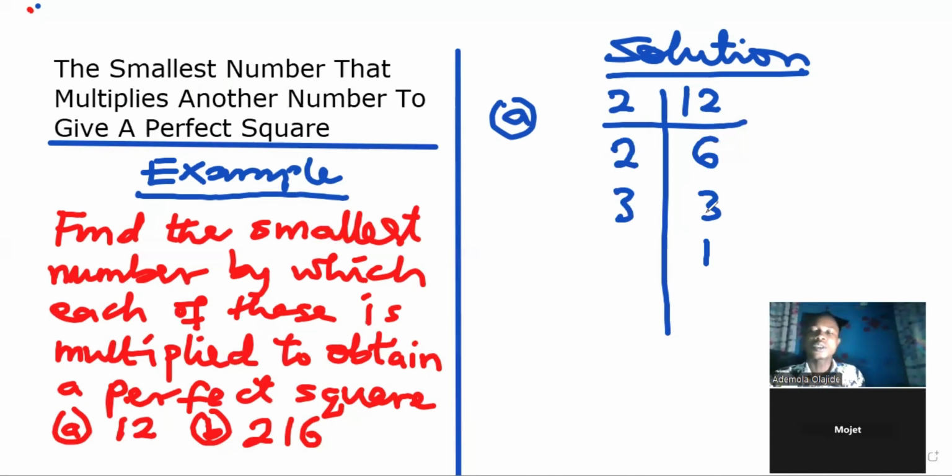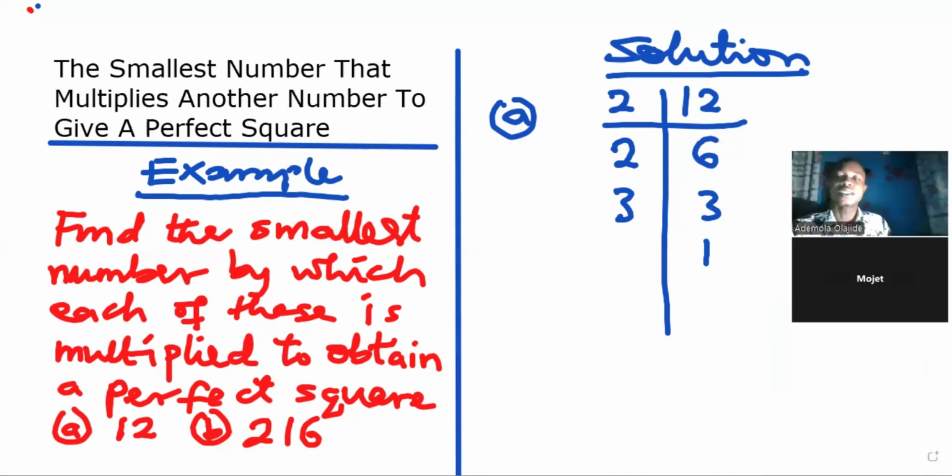Yes. So this implies that, look at what we are doing. This means 12 is the same thing as 2 times 2 times 3, right?